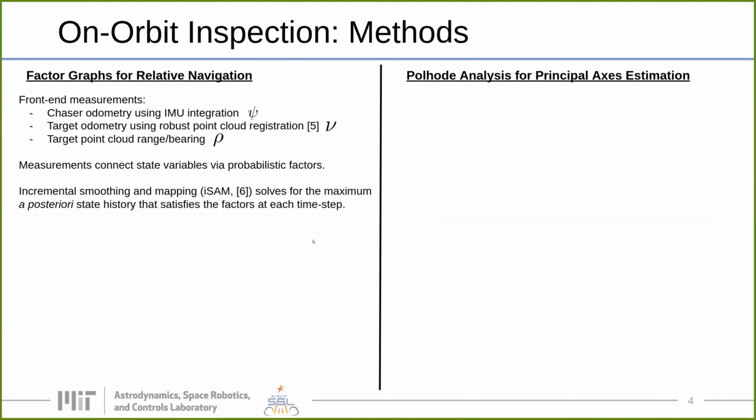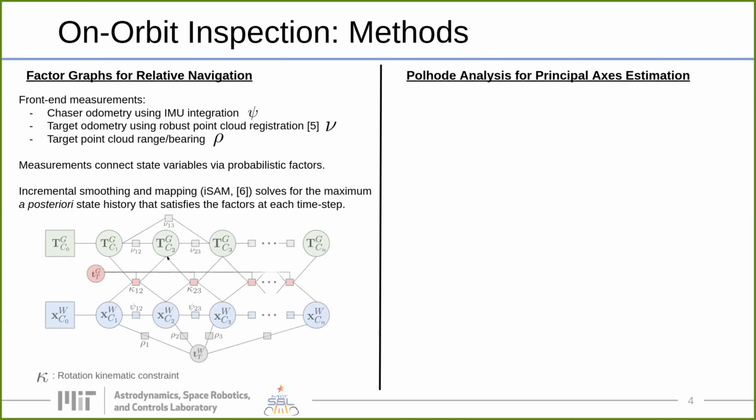So some of our methods: we're using factor graphs for relative navigation. We get a bunch of front end measurements coming from the 3D camera and the IMU. We can do chaser odometry between states at each time step using the IMU. We can get target odometry of its rotation using point cloud odometry with the time of flight camera. And then we also get range and bearing measurements to the target that help out. These measurements go into this factor graph, connecting the unknown state variables via probabilistic factors. Then we perform incremental smoothing and mapping to solve for the best collection of state variables that satisfy the factors.